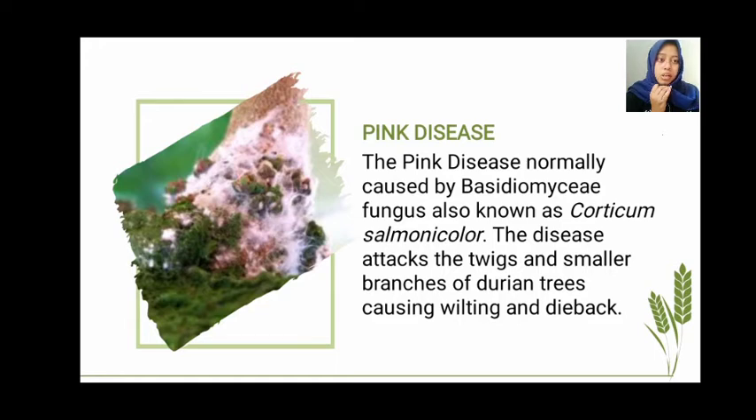Pink disease is normally caused by a basidiomycete fungus, also known as Corticium salmonicolor. The disease attacks the twigs and smaller branches of durian trees, causing wilting and dieback. Durian trees of three years and above are all subject to this attack due to bushy canopies. Areas with heavy rainfall, especially inland areas, record a high occurrence of this disease.